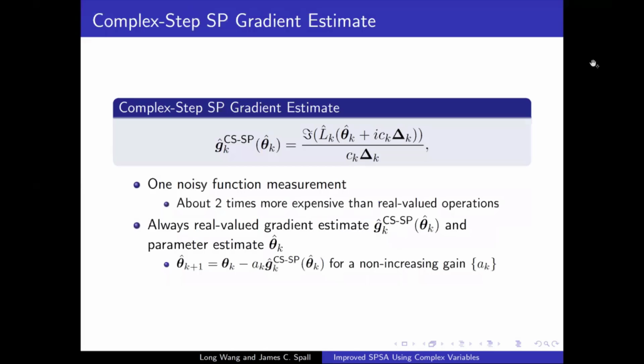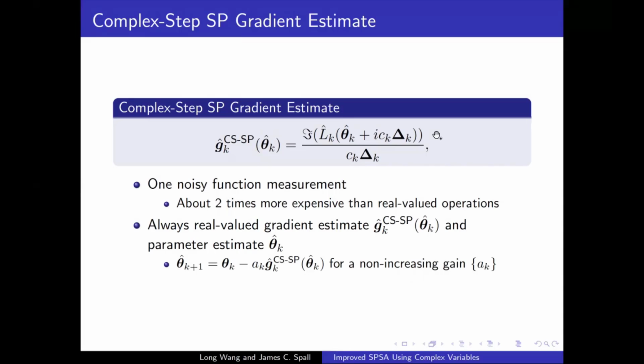Okay. So our gradient estimate had this form, where we're taking the entire vector theta hat k and then adding a complex perturbation to it, then taking a noisy function measurement of the perturbed value, and doing things in a simultaneous perturbation fashion, estimating all the gradient components at the same time. So there are a couple of remarks for this new gradient approach.